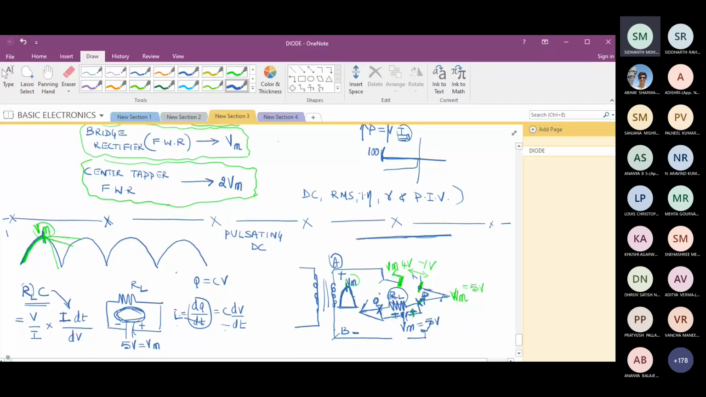Will this I unit get cancelled? Will V unit get cancelled with this dV? What we are left out with? Time, dt. What does this time indicate? Is it the rapid discharge time or gradual discharge? It is the time taken by the capacitor to discharge. Correct?